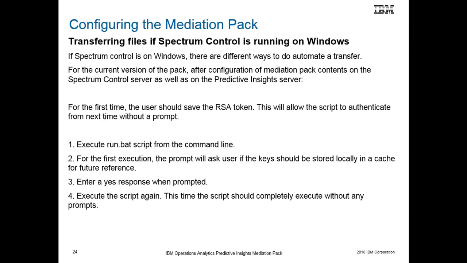The following slide shows how to transfer the files if Spectrum Control is running on Windows. Execute the run.bat script file, and when prompted if the keys should be stored locally, reply yes.